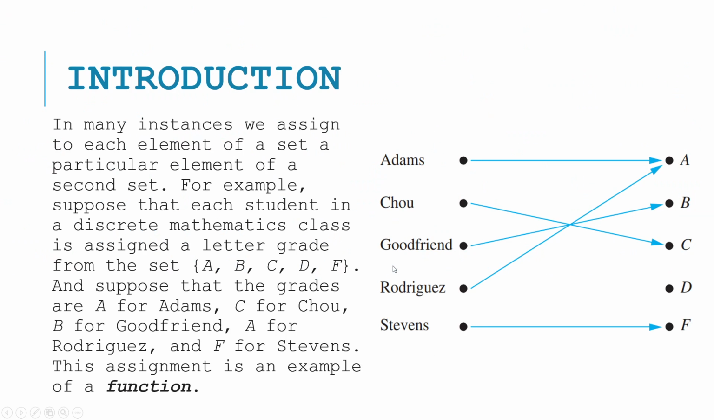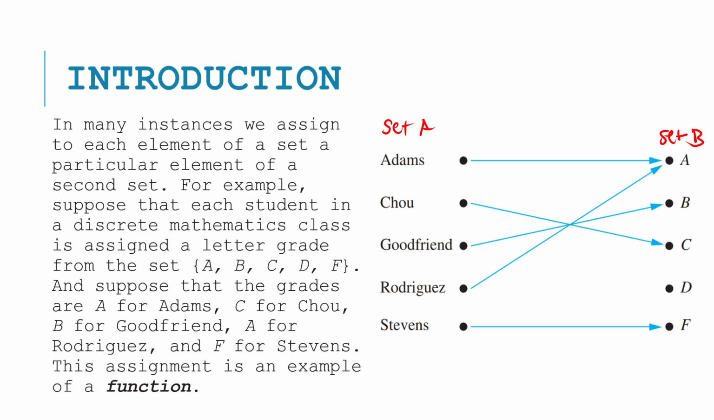Introduction to functions. In many instances, we assign to each element of a set a particular element of a second set. So here we have two sets, set A and set B. For example, suppose that each student in a discrete mathematics class is assigned a letter grade from the set A, B, C, D, F, which is our set B. And set A consists of our students.